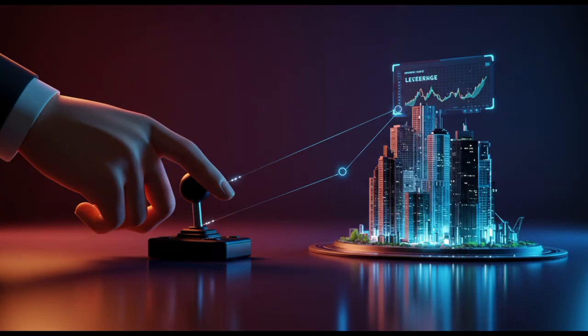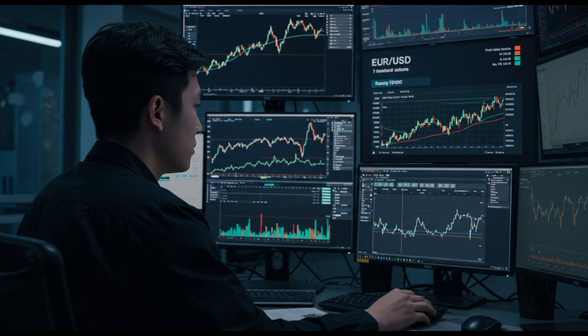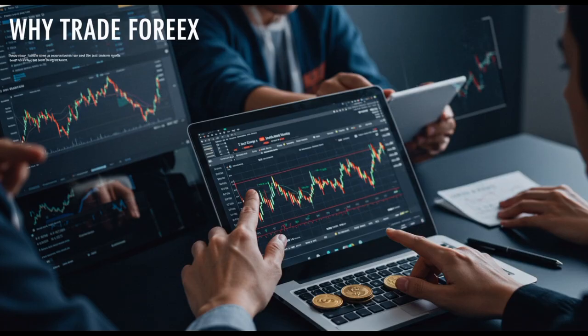5. Leverage and margin. Leverage lets you control a large position with a small amount of money. Example, with 1:100 leverage, if you have $100, you can control $10,000 worth of trades. But be careful, leverage is a double-edged sword. It can multiply profits, but it can also multiply losses. Margin is simply the amount of money the broker locks up to keep your trade open. Think of it as a security deposit.